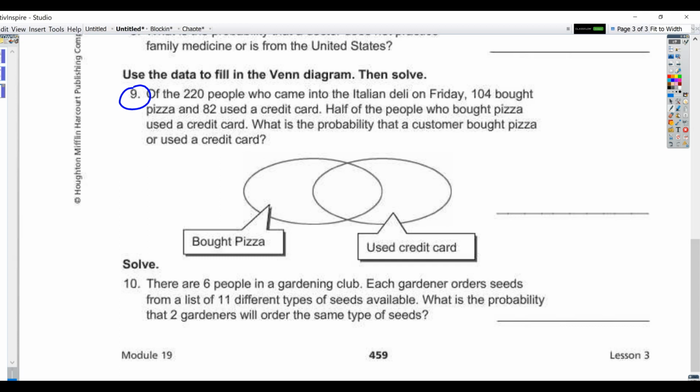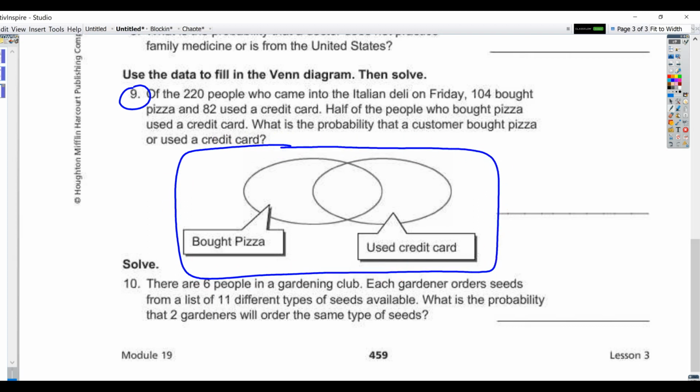Okay, on the next page we are going to do number 9, and we're going to do it pretty quickly. Fill in your Venn diagram and also think about the universal set you would have, because some of those people didn't buy pizza or use a credit card.